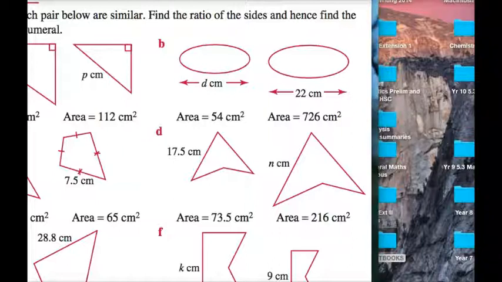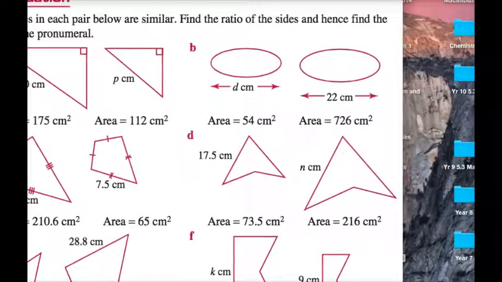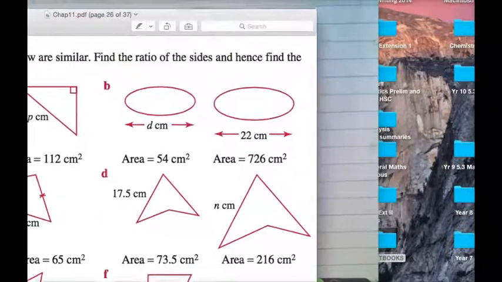Does that make sense? I'm finishing this example, girls. So we've got D, and we've got 22. Please just write that. You can't see what I'm doing, but just don't write the question out. Just put find D and for these similar figures. So the area of the small one is 54 and the area of the large one is 726.